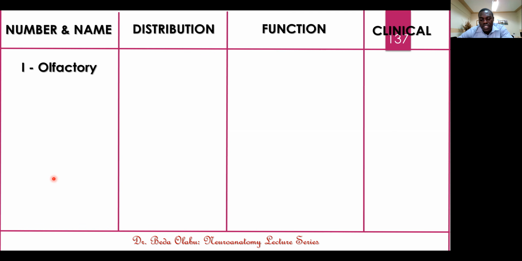The first cranial nerve is what we call the olfactory nerve. This nerve is not attached to the brainstem. The olfactory nerve exits or enters the cranial cavity through the cribriform plate of ethmoid bone. The cribriform plate of ethmoid bone is in the anterior cranial fossa. The term cribriform means perforated or sieve-like. So there are small holes in the anterior cranial fossa that connect the nasal cavity to the cranial cavity.